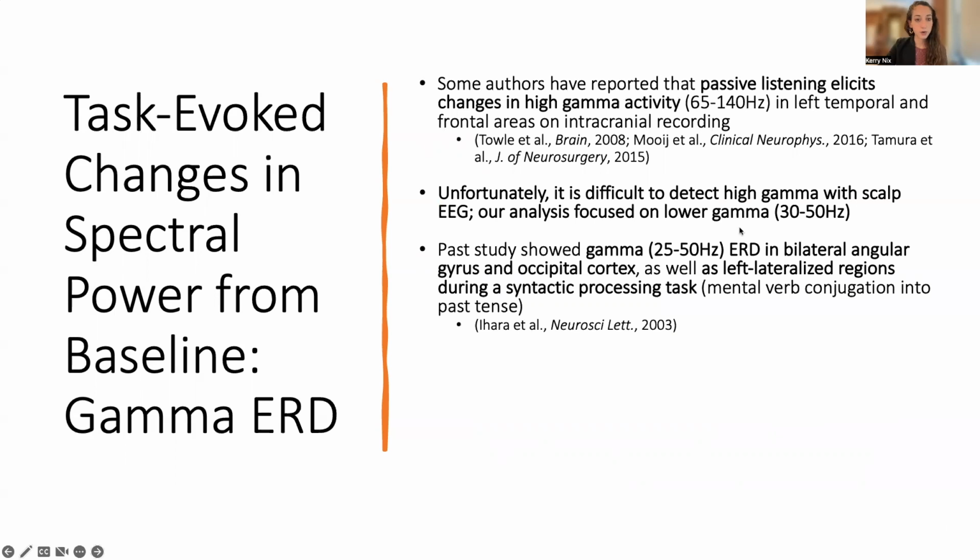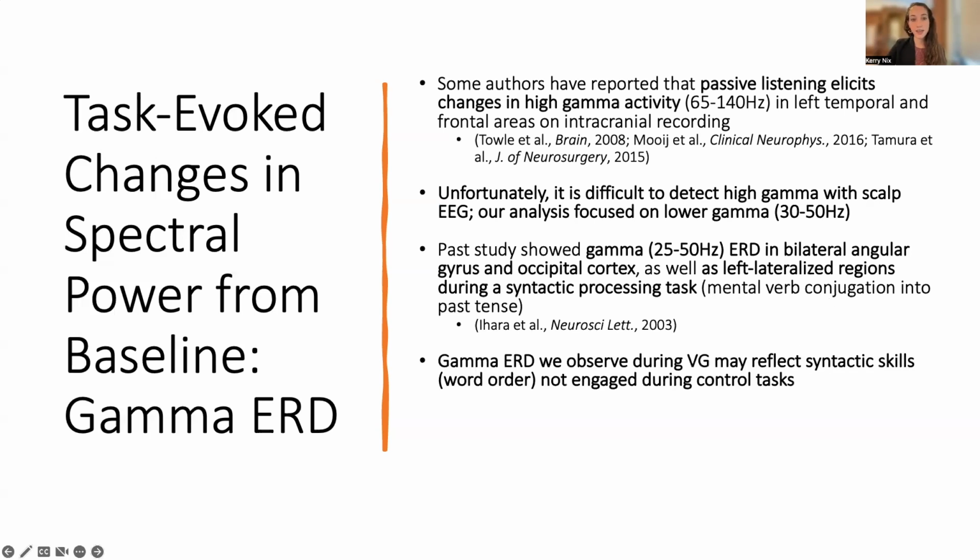So past studies have shown gamma ERD in bilateral angular gyrus and occipital cortex, as well as left lateralized regions during syntactic processing tasks, such as mental verb conjugation into past tense. And the gamma ERD we observe during verb generation may reflect these syntactic skills, like word order, that are not engaged during control tasks. However, gamma changes might also signify cognitive processes common to all tasks.